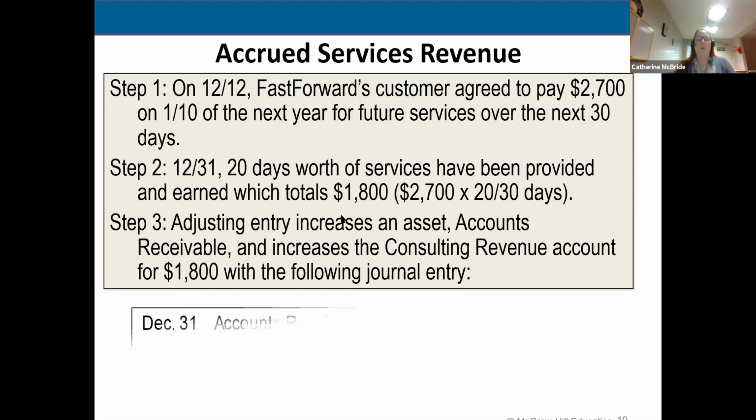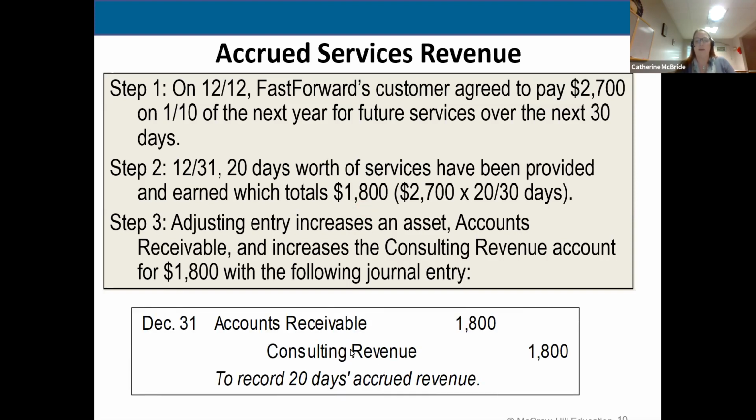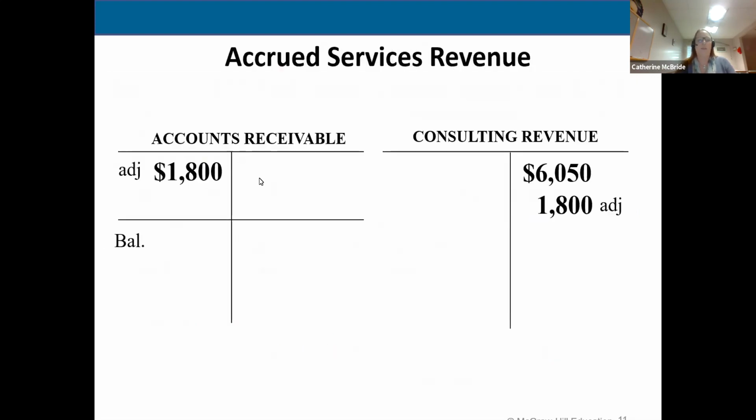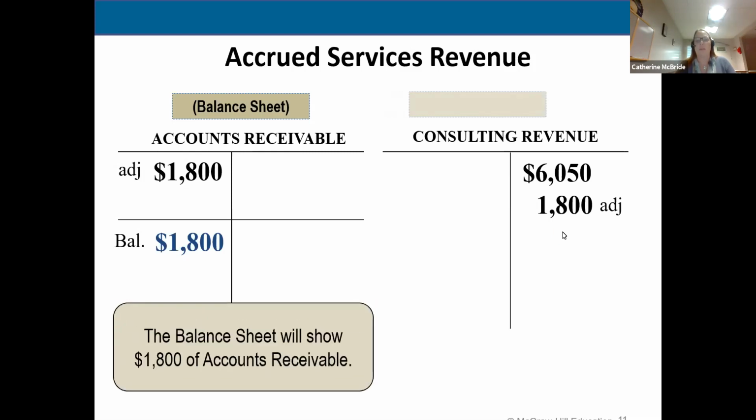So we're going to record consulting revenue, and the other account is going to be accounts receivable. Just like if we had invoiced them, the other account is going to be accounts receivable because they're going to pay us in the future. So now on the balance sheet, accounts receivable is $1,800, and on the income statement, you'll see an additional $1,800 of consulting revenue for December.